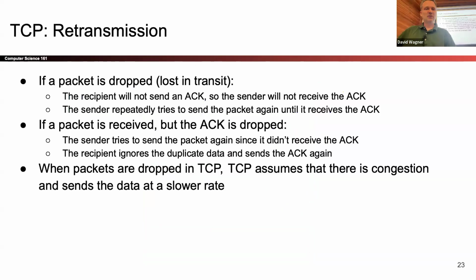All right, so that's how TCP works. If a packet is dropped, then the recipient doesn't receive it, so the recipient doesn't send an ACK, so the sender resends it. If the packet is received but the ACK is dropped, the sender doesn't get the ACK, so the sender resends it. And then the recipient can tell this is duplicate data because it's using the same sequence number for data it has already received. So when the recipient receives a packet with a sequence number for data it's already received, it ignores it. That was a duplicate.